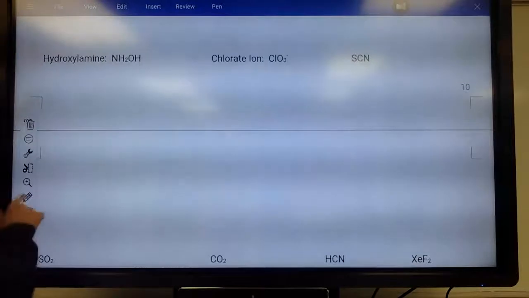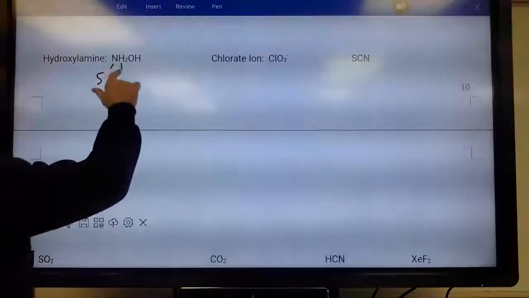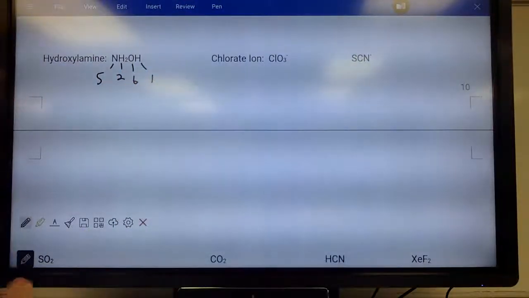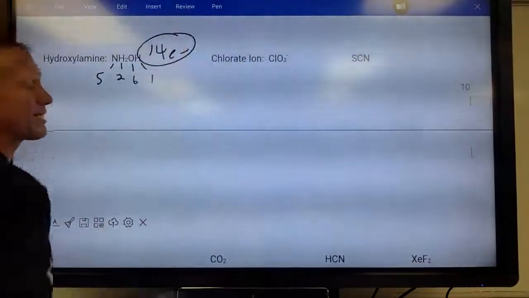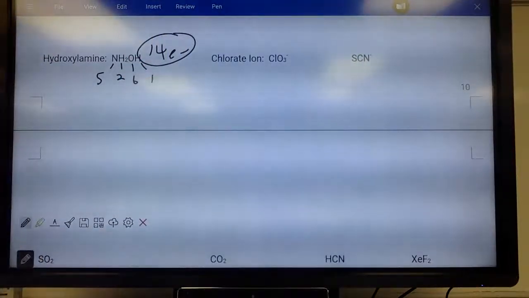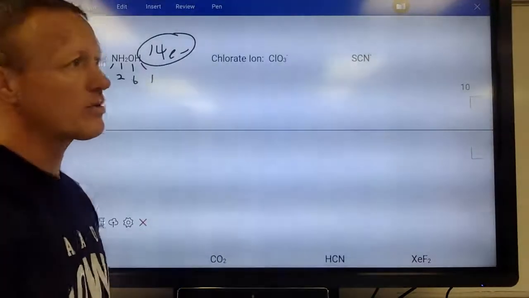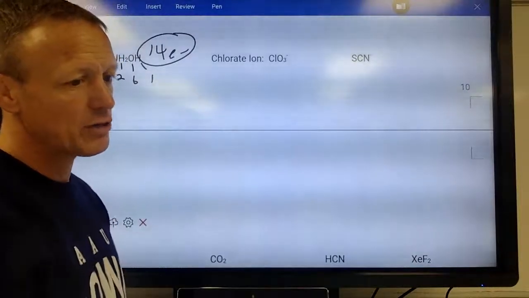First thing, always add up your valence electrons. So nitrogen's got 5 valence, hydrogen with 1, oxygen with 6, and that hydrogen with 1. So we got 14 electrons we can use. We can't use any more or less than that. Our central element is typically the most electronegative element.